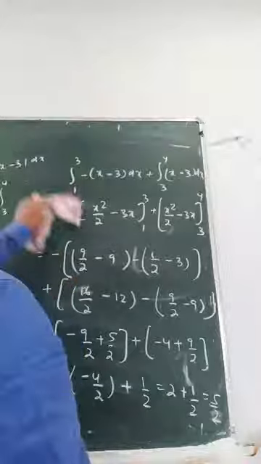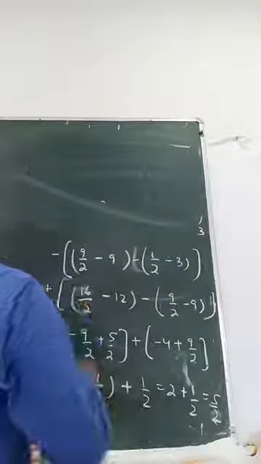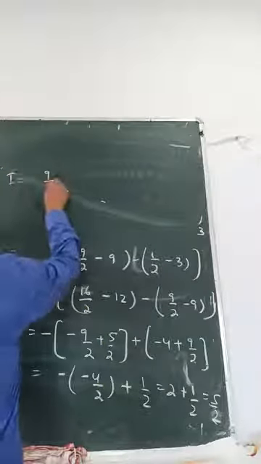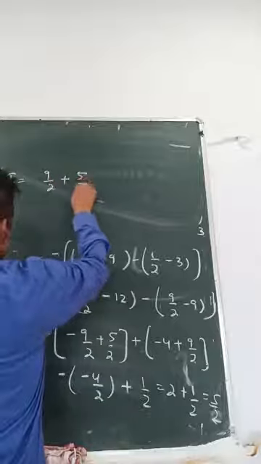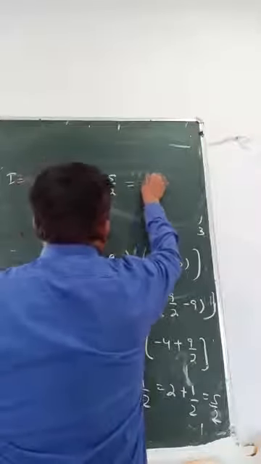So total I is how much? The 3 parts you have to add. I equals 9 by 2, second part 5 by 2, third part 5 by 2. That is 19 by 2. Okay.